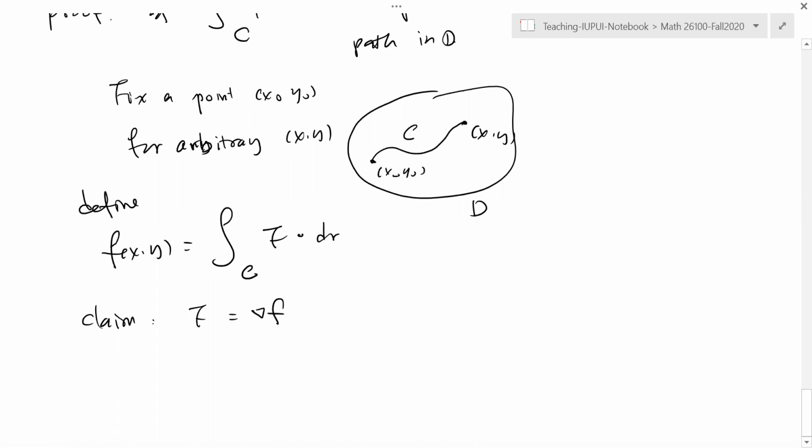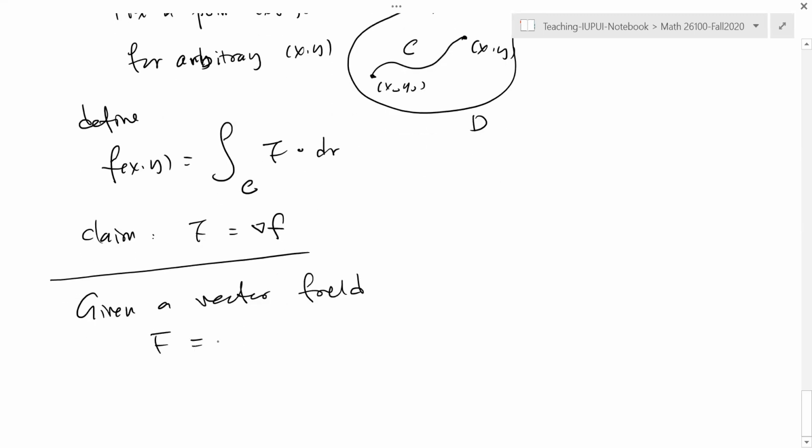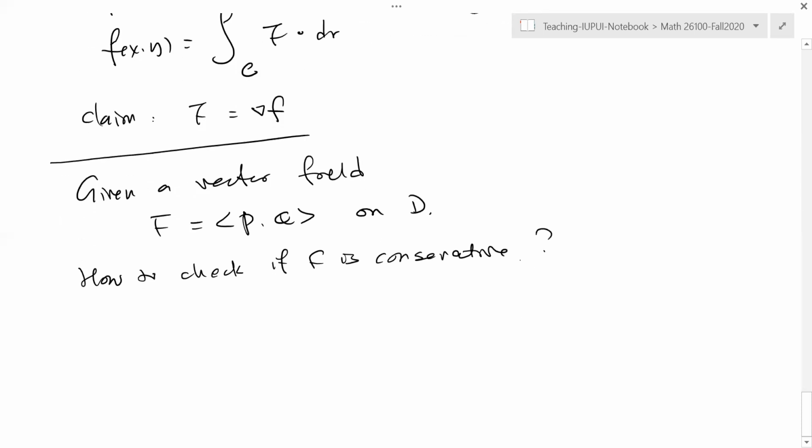All right. So then you ask, if I give a vector field, how can I check whether it is conservative? Given a vector field F, with components P and Q on a domain D, how do I verify if F is conservative? That's the question. Well, let's find the necessary condition.